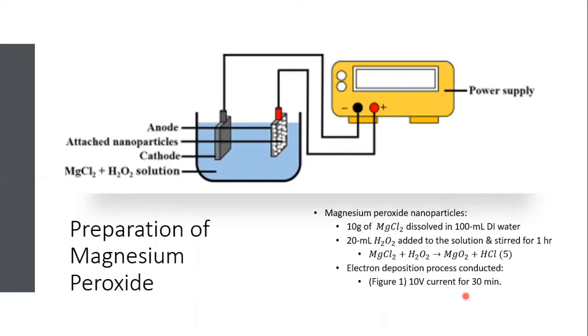To prepare magnesium peroxide nanoparticles, 10 grams of magnesium chloride is dissolved in 100 milliliters of deionized water. 20 milliliters of hydrogen peroxide is added to the solution and stirred for an hour, and this can be described by chemical equation 5. Magnesium peroxide is converted into nanoparticle size by electrodecomposition in a 250 milliliter beaker with stainless steel electrodes under 10 volts current for 30 minutes, as shown in the figure above. The deposited nanoparticles were physically removed from the electrodes, washed with water, and dried at 60 degrees Celsius.